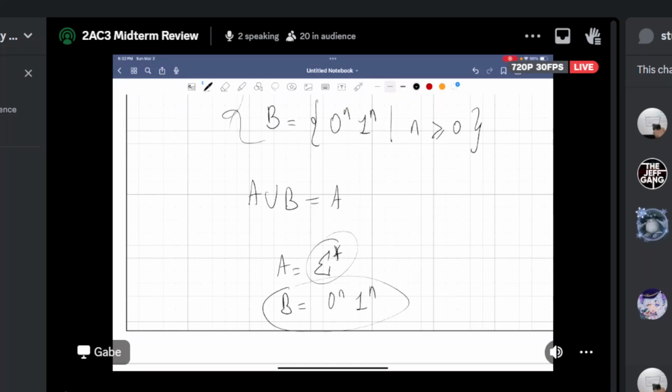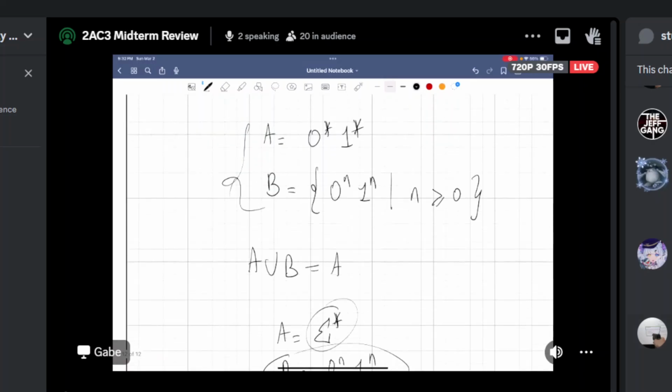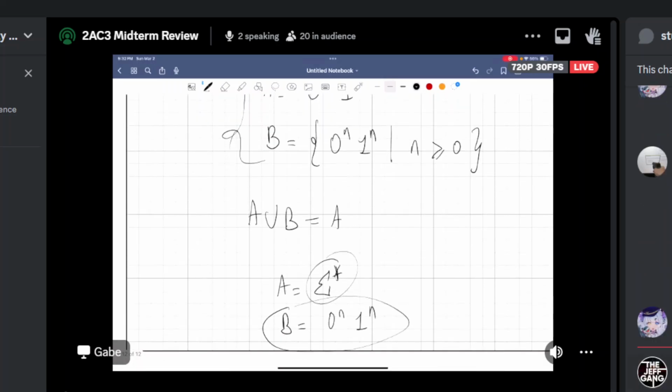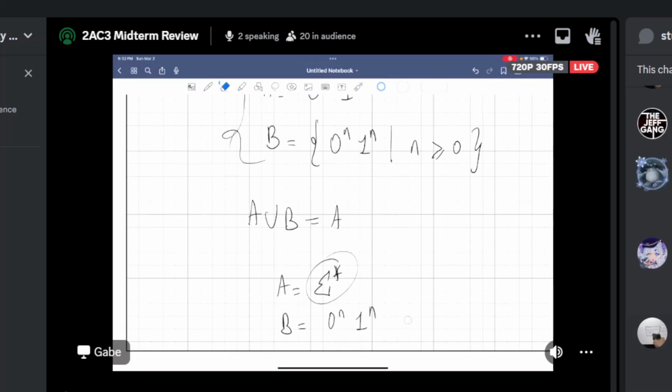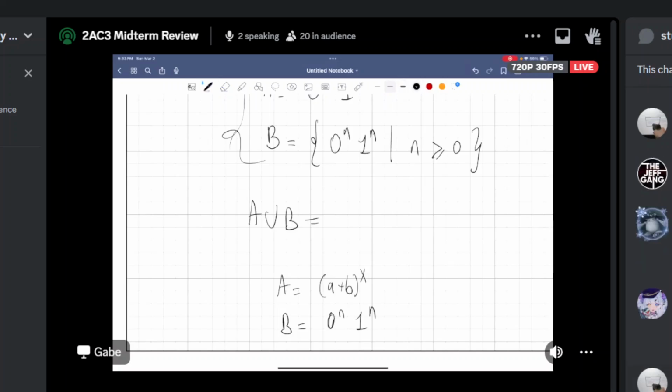If you want a proper expression for the universal set, you can just do (A plus B) star. If your language is just A and B, then (A plus B) star is the universal set. I think what you mean is this, right? Yeah, sorry, I was thinking of a different language, or rather a different vocabulary. If your vocabulary is just A and B, then that's how you do the universal set. So, totally valid.